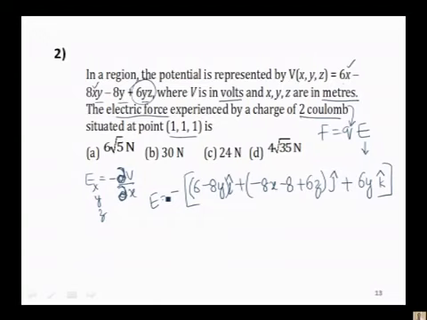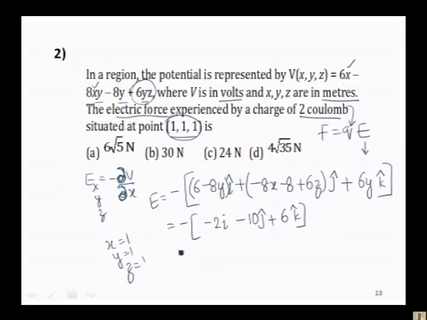Now to find the force, because they have not asked the direction, it is enough to find the magnitude of this. So, simplifying this with x, y, z as 1, that is given here, the point x, y, z 1 each. So putting all of them 1, 6 minus 8 is minus 2i, and minus 8 minus 8 is minus 16, plus 6 is minus 10, and then y is 1, so plus 6k.